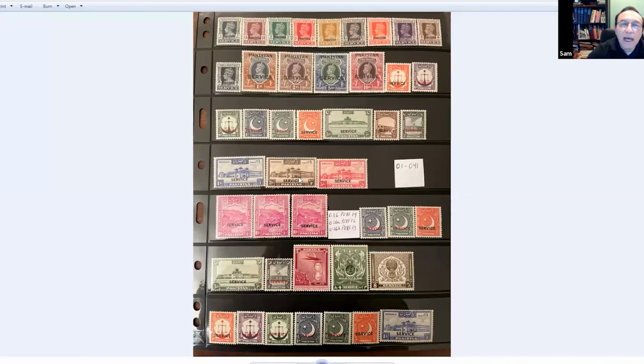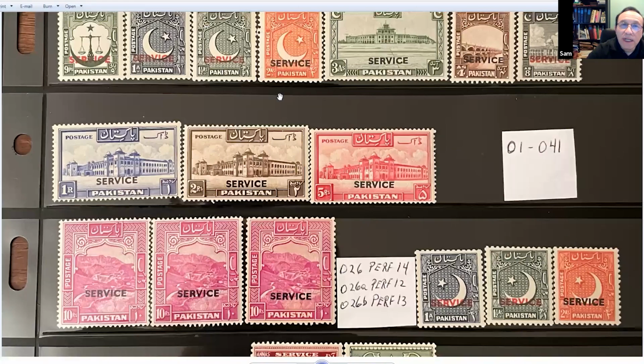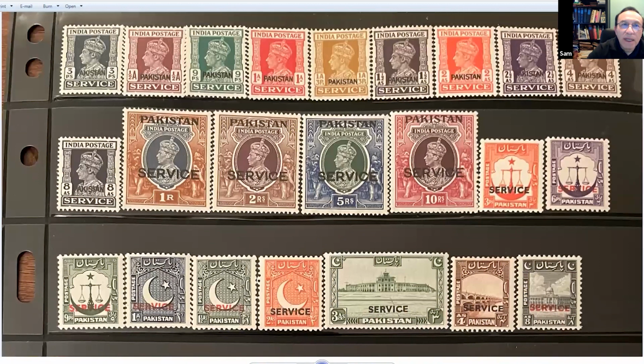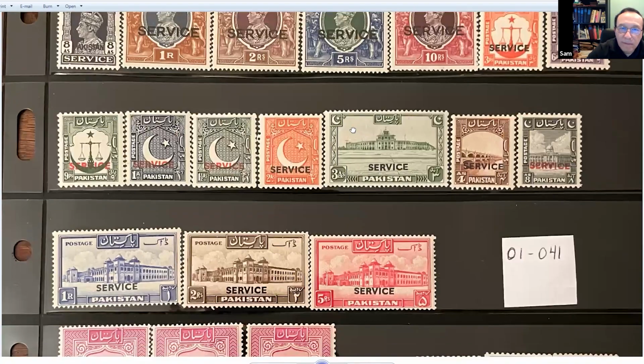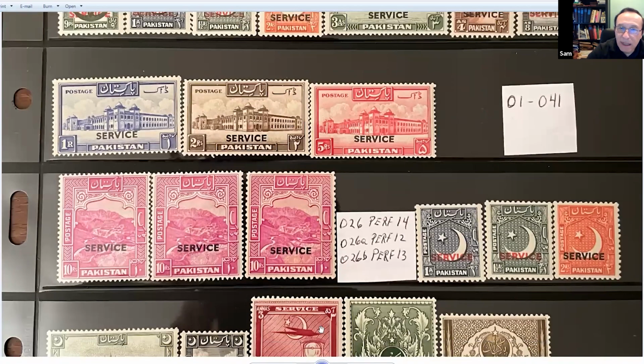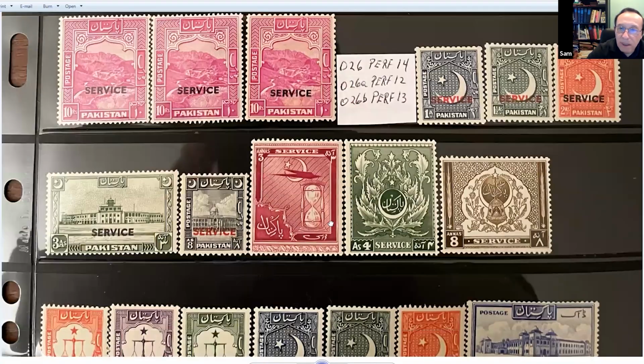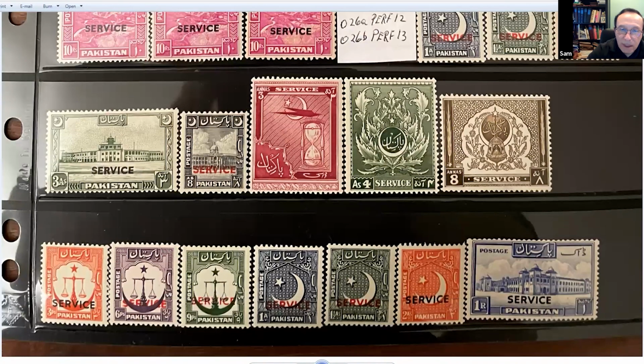Okay, so now these are the official stamps. They are the same stamps, but they have the word service, right? Some are actually printed in the stamp, and some are just overprinted. So it's the same stamps, so we're just going to go a little fast because they are the same as before.